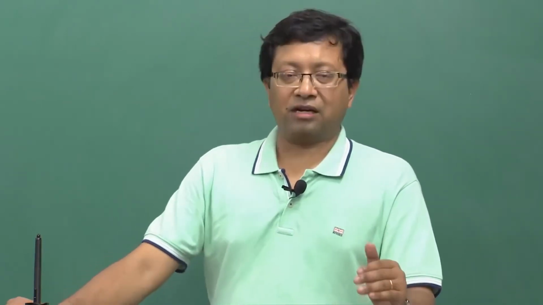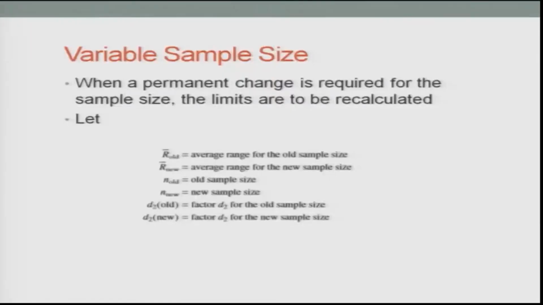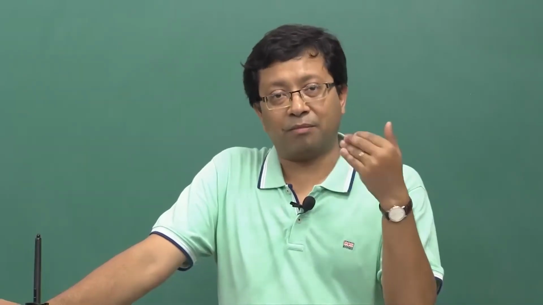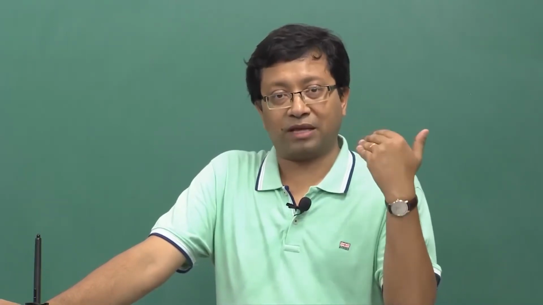So, continuing with what is written on the slides, when a permanent change is required for the sample size, the limits are to be recalculated. For example, for the R charts there is an old average, R bar suffix old, which means the average range for the old sample size, which we consider as N1. Do not confuse this N1 with the N1 and N2 we considered for the single sampling, double sampling and sequential sampling plans.